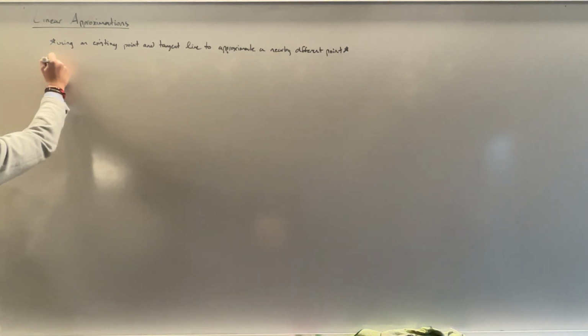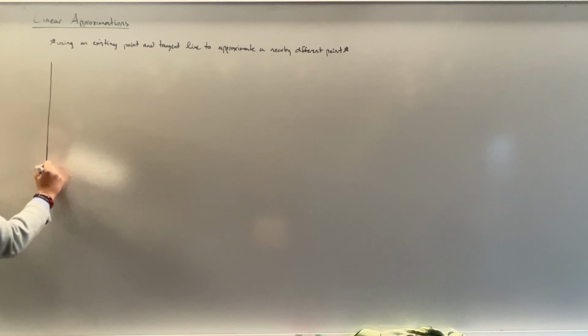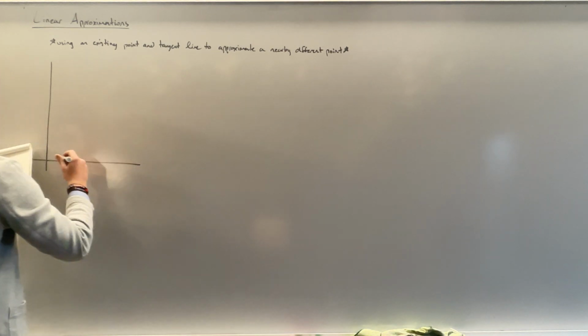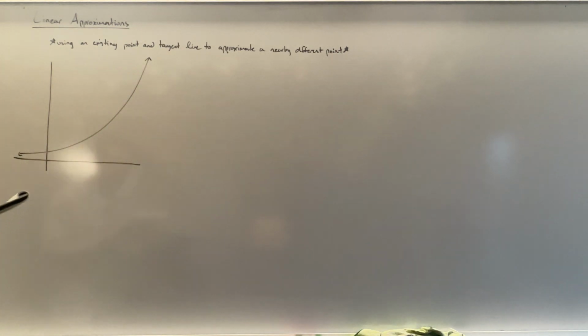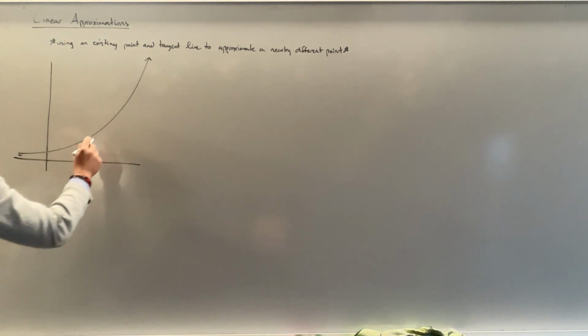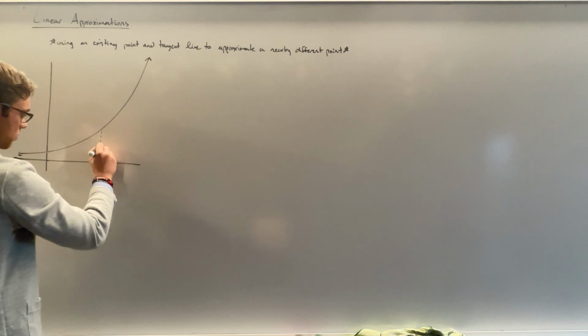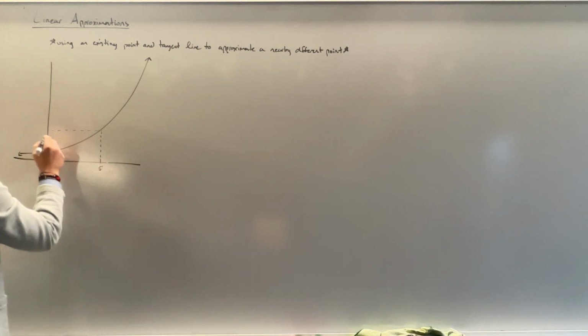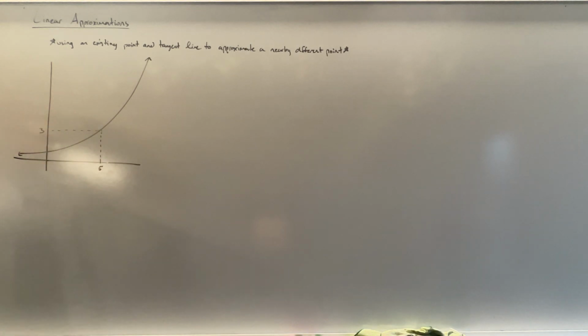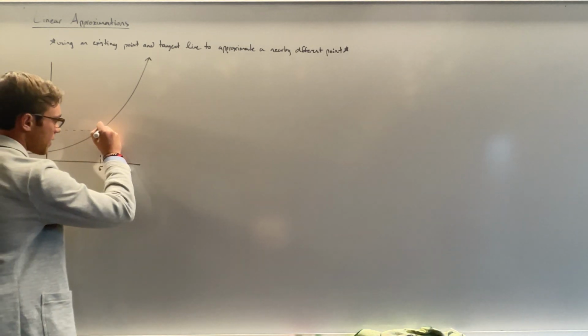If we start with a graph, and I'm going to draw this fairly large so you can see what's going on here, just a basic exponential looking graph. It doesn't matter what the graph looks like. But let's say we're at the point 5, comma 3. So we're at this point right here.